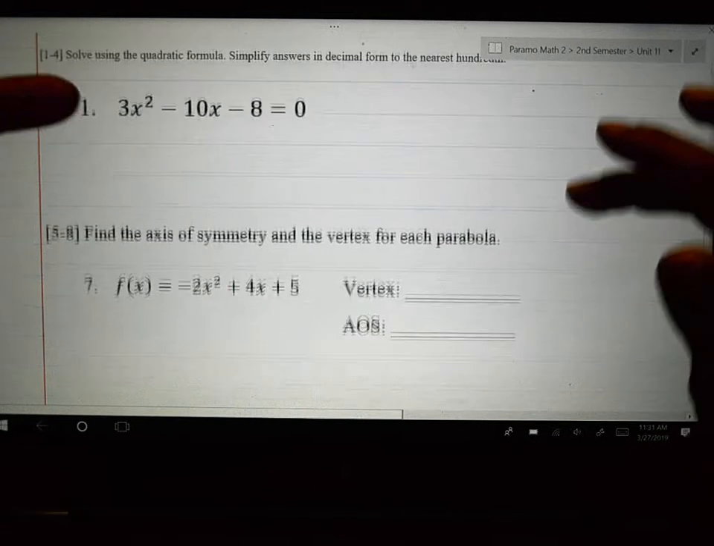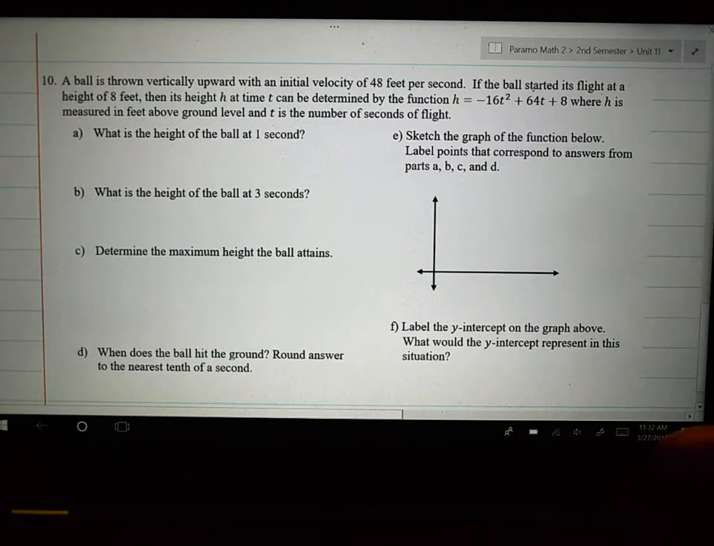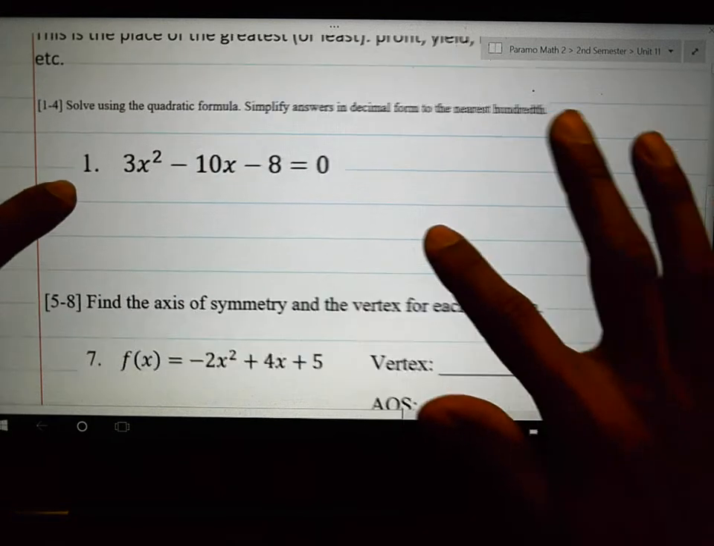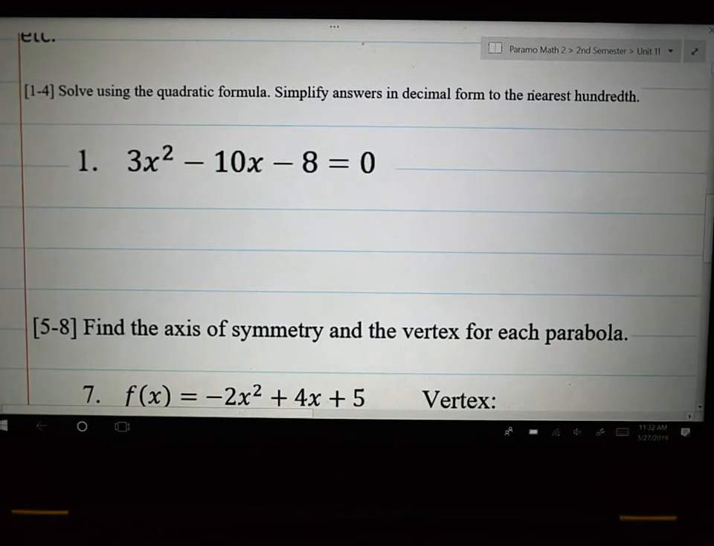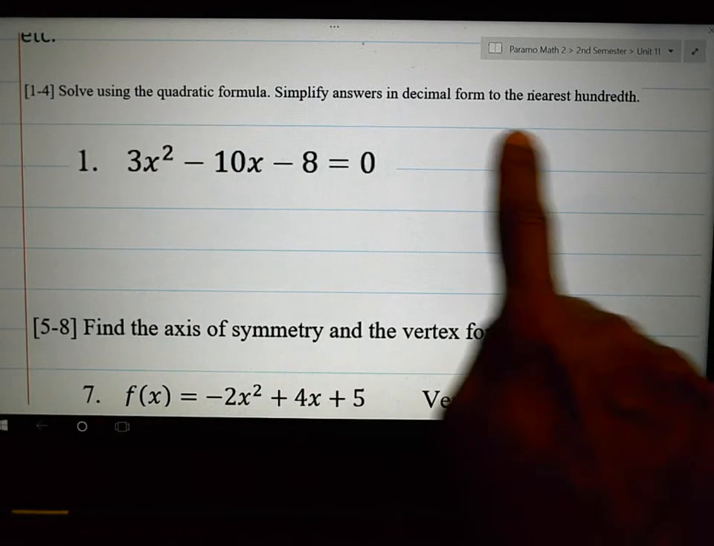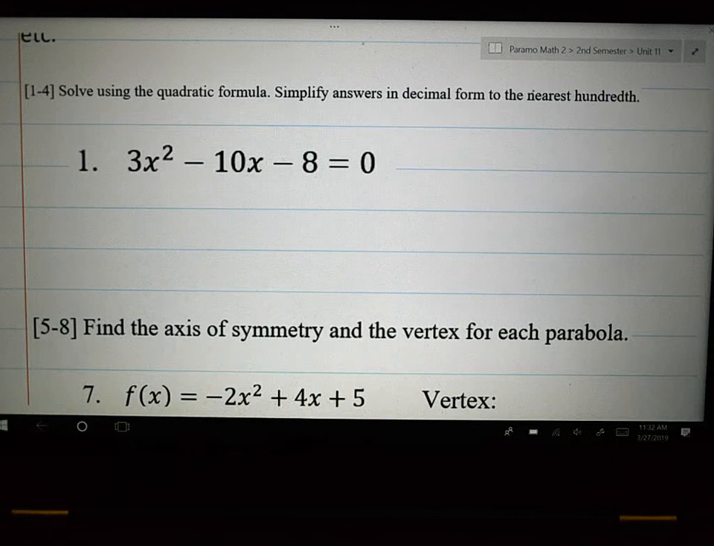So we have 3 examples: 1, 7, and then I picked all of 10. 10 is huge, so we might as well do the big one, okay? Number 1 has 3x squared minus 10x minus 8. Solve using the quadratic formula. Simplify answers to decimal form to the nearest hundredth.